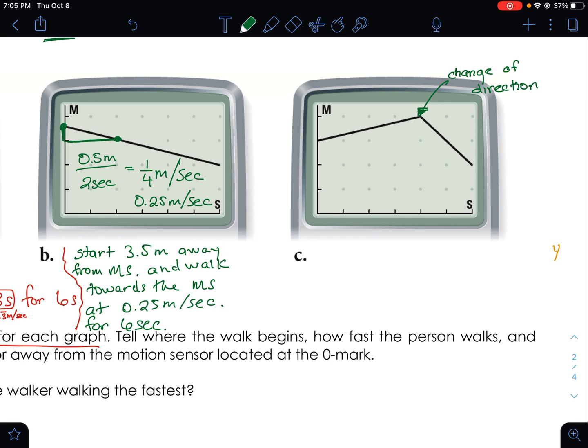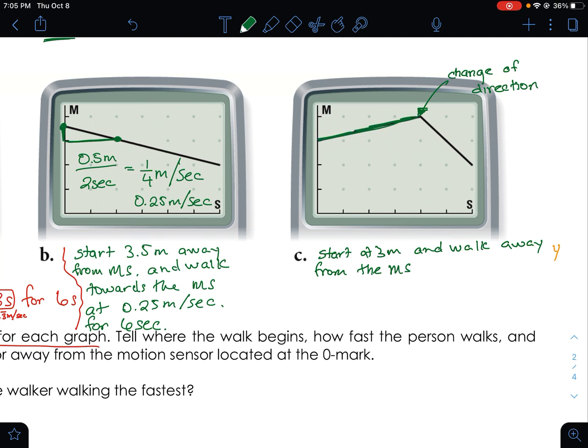So we need to write a story here. Again, we're going to start at 3 meters, and then we're going to walk away from the motion sensor because this section is going uphill.